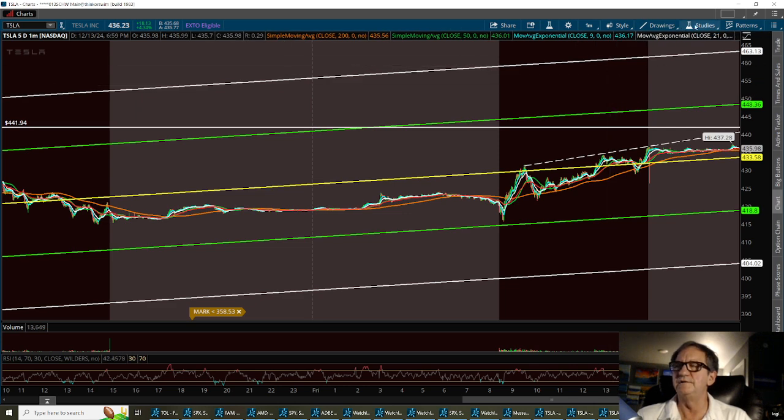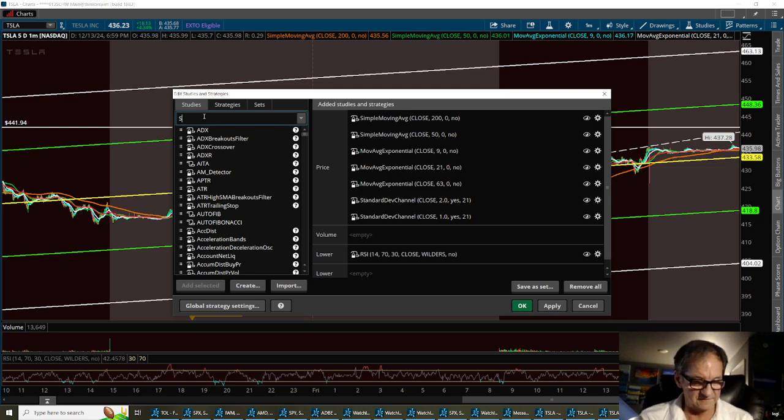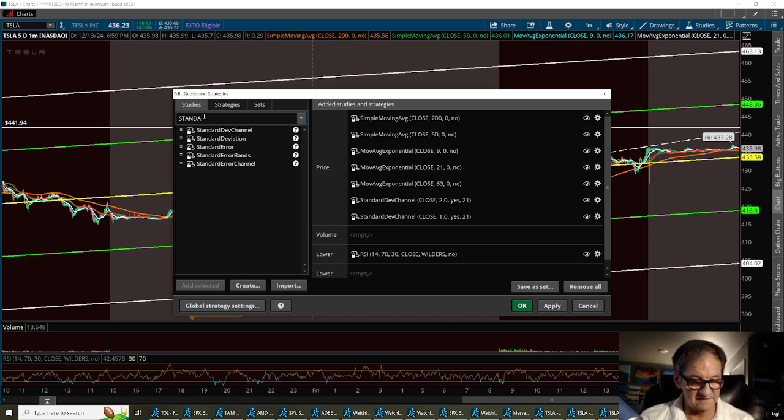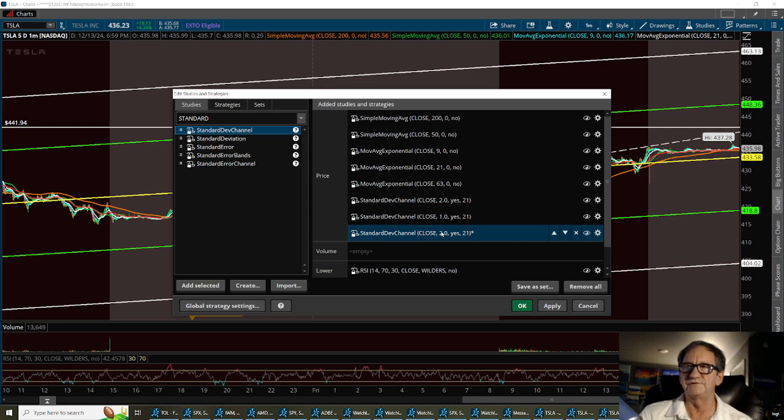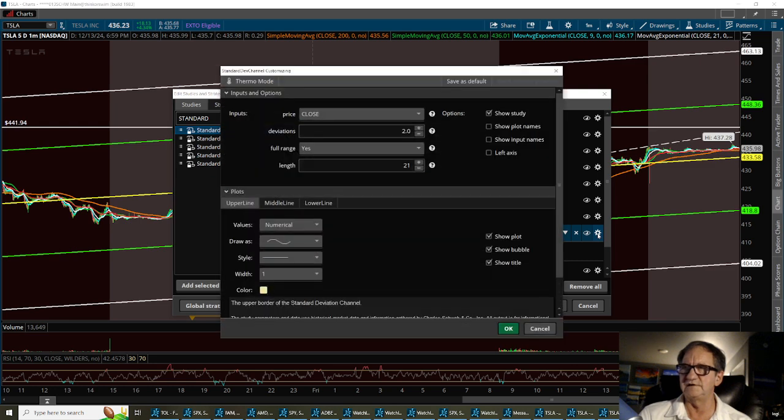Still yet, you go into the studies, edit studies, and type in standard, S-T-A-N-D-A-R-D, and hit that first standard deviation right there, and that goes into your studies. Hit the gearbox, and you're able to change these deviation channels. You change this to 1, and then put your colors in the way you like it: upper, middle line, and lower line. That's the way I've got mine. And that's the standard deviation.